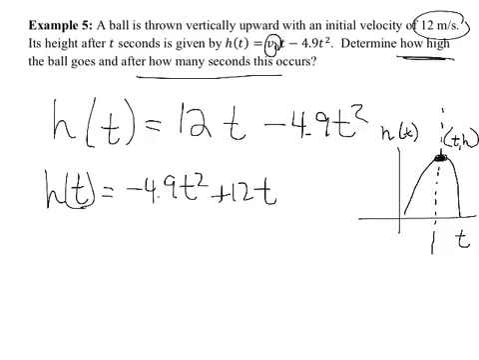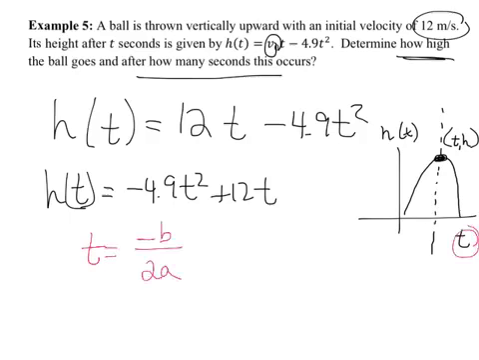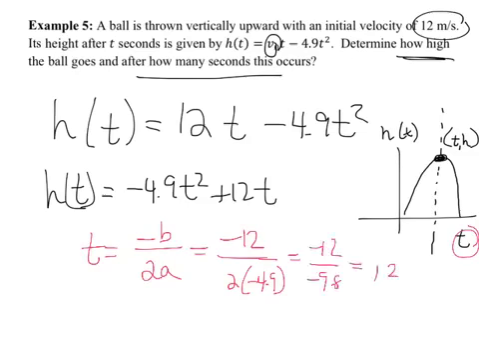Noticing again that we have a negative leading coefficient. That has to happen because the graph opens down and the a value is negative. So let's find the time. Time equals negative b over 2a, right? It's really x equals, but x is time. So what I end up getting here is negative 12 over 2 times negative 4.9. So it's really negative 12 over negative 9.8, which turns out to be 1.2.